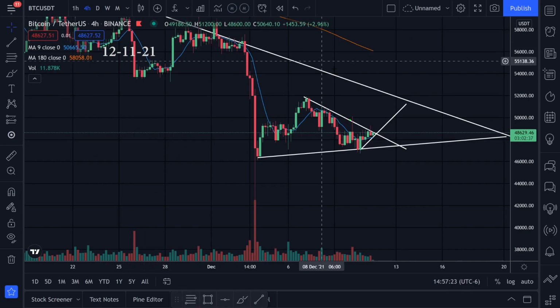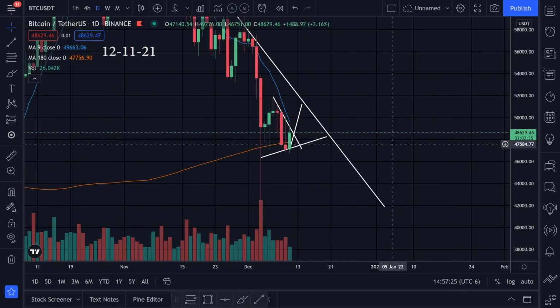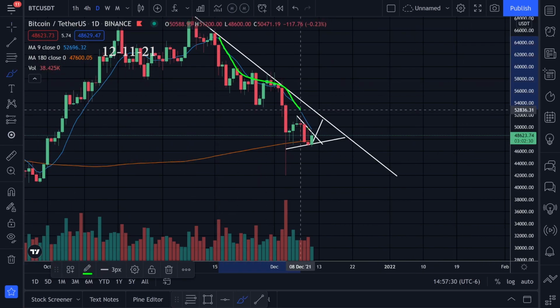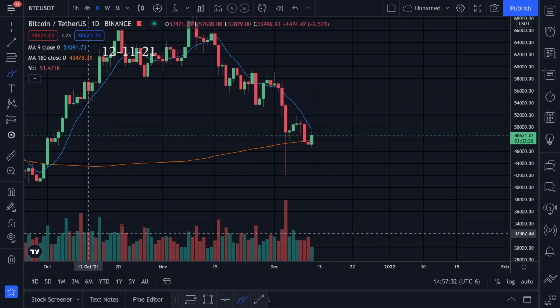One other thing I want to show you is if we switch over to the daily time frame, we are looking at the 9 moving average right now. This is one of the other things that I really like paying attention to. Let's actually go ahead and delete everything.